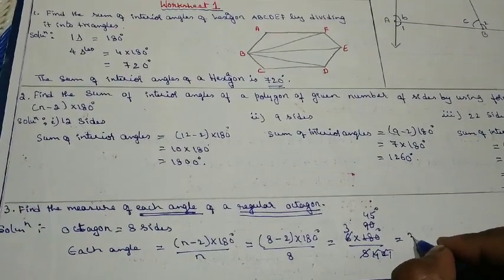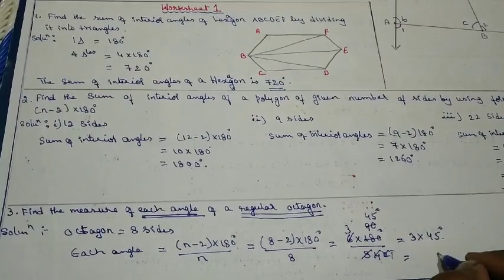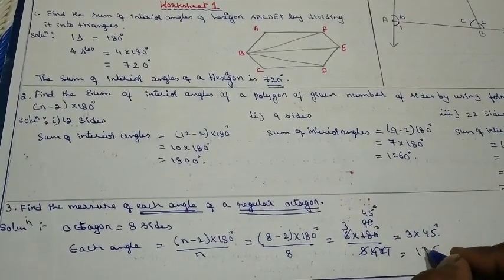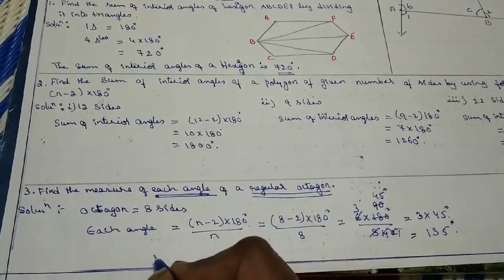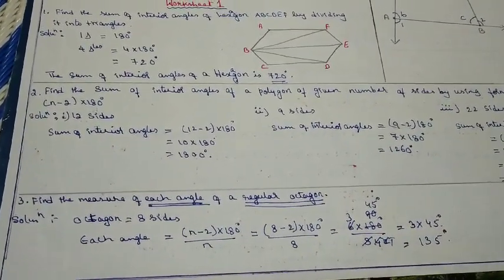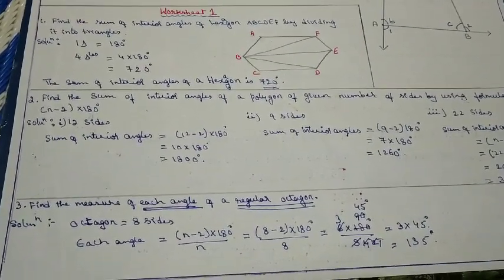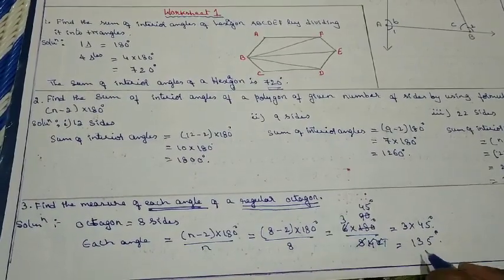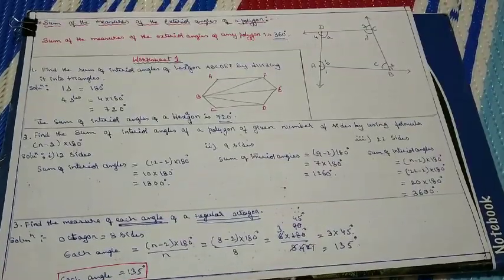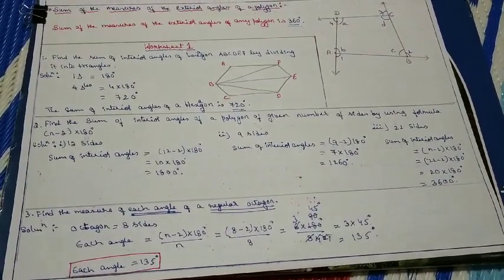Then, which equals 3 into 45 degree. Then multiply: 3 5s are 15, 4 3s are 12, so 135. That is, each angle of a regular octagon is 135 degree. Just as each angle of a square or a rectangle is 90 degree, the same way here each angle of a regular octagon is 135 degree. So each angle of a regular octagon is 135 degree.